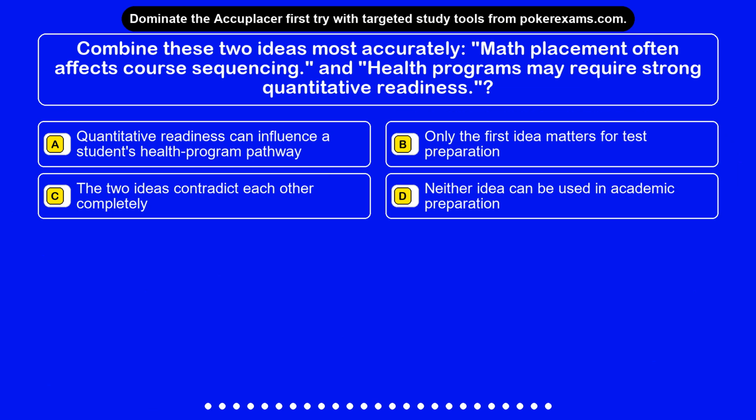Question 17. Combine these two ideas most accurately. Math placement often affects course sequencing, and health programs may require strong quantitative readiness. Option A. Quantitative readiness can influence a student's health program pathway. Option B. Only the first idea matters for test preparation. Option C. The two ideas contradict each other completely. Option D. Neither idea can be used in academic preparation.